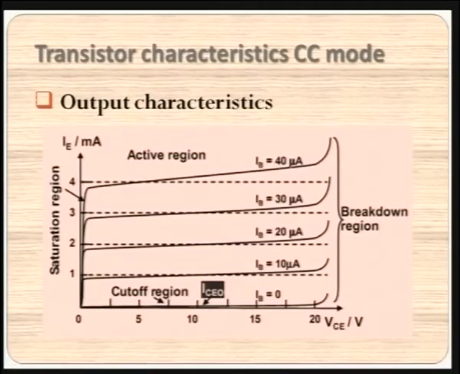Now what about the output characteristics? Let's quickly have a look at the trend of output characteristics. After that we will be able to compare the three modes of operation of the transistor. This is the output characteristics curve, and here also we have the breakdown region. Normally this breakdown region is not much highlighted in the characteristics curves because we will not take the transistor to that extent. And here we have the cutoff region: below IB equal to 0 is the cutoff region.